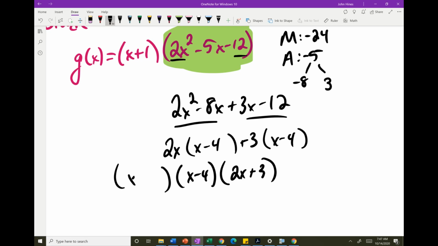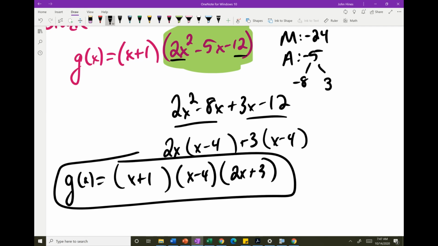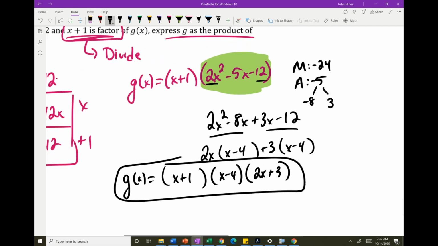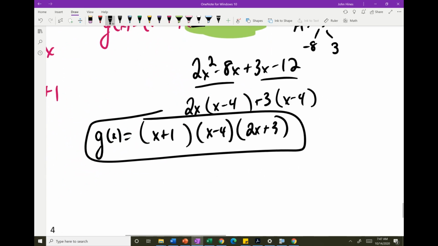And then finally, x plus 1, g of x equals. I don't want the zeros. I want to know what are my 3 factors. I could easily get the zeros, but I didn't ask you for that. I asked you for the factors. If I ask you for factors, stop here. If I ask you for zeros, make sure you get me those zeros.